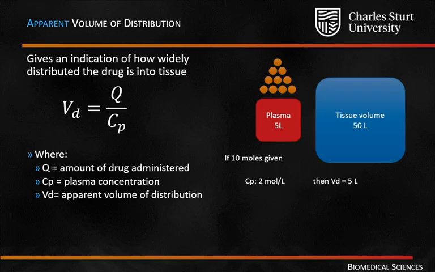And so therefore, if you put your 2 moles per liter in your concentration mark, and you know that 10 is the quantity that you gave them, then 10 divided by 2 will give you 5. So the volume of distribution is 5.